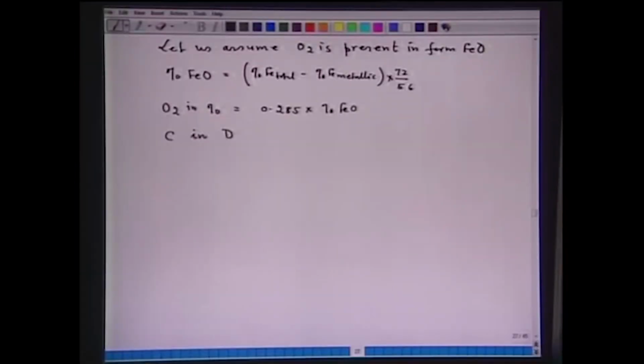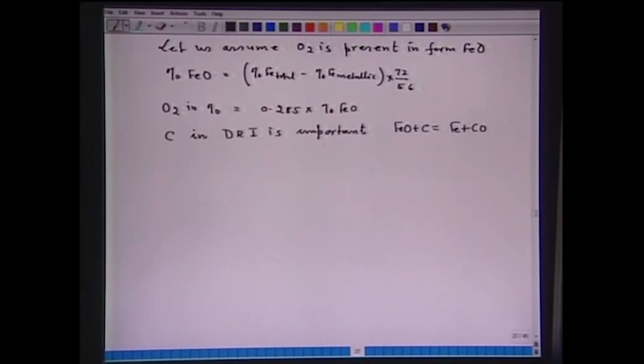Now, this oxygen removal also requires carbon. So, therefore, carbon in DRI is important. Carbon in DRI is important because ultimately this FeO will react with carbon and will give Fe plus CO, and this reaction requires carbon.